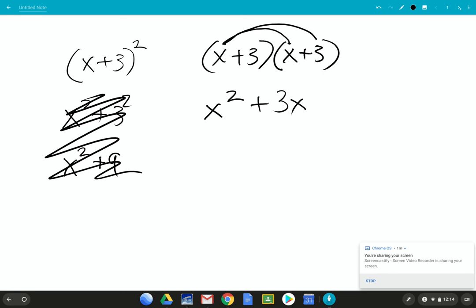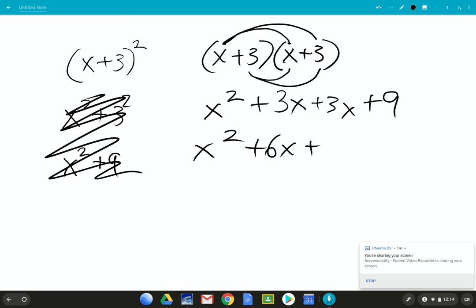All signs are positive, okay. This first 3 needs to be multiplied by the x. And the 3's also need to hit each other and make a 9. So there is an x squared, there is a 9, but there's also this other stuff, 6x in between. Very nice.